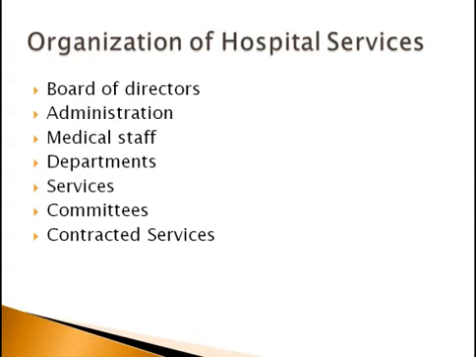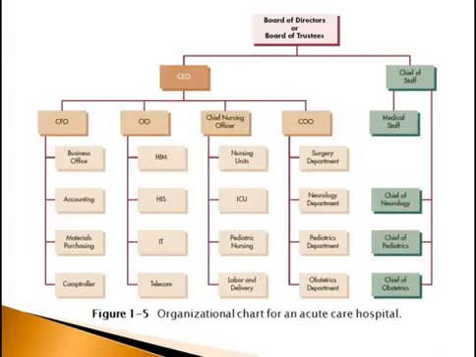They have a board of directors, they have an administrative staff, a medical staff, they have both therapeutic and diagnostic departments, they have other ancillary and support services, they have hospital committees and medical staff committees, and they use contracted services. This is an example of an organizational chart in an acute care hospital facility. It outlines the reporting or responsibility of the organization's leaders.